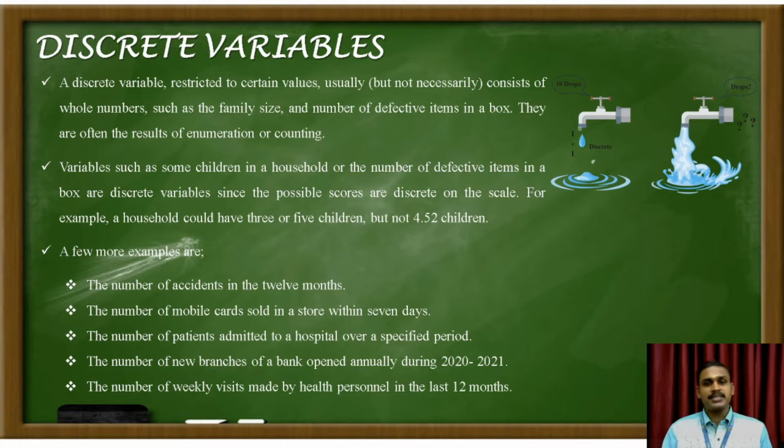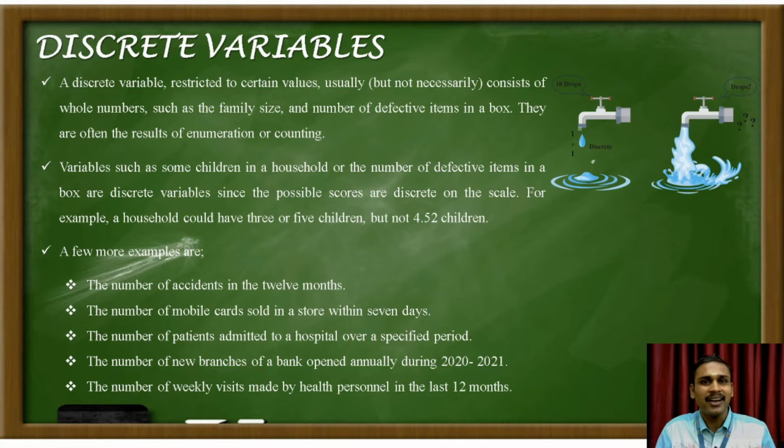In such cases, scores are discrete on the scale. For example, a household could have 3 or 5 children, but I should not say I have 4.52 children. Take the example of a leakage. Some student comes and says to me, sir, there is a leakage in that pipe. Okay, how much water is leaking? He says that much water.